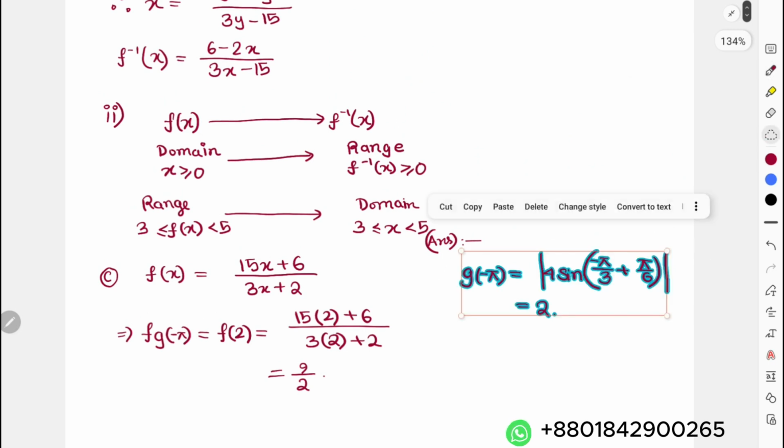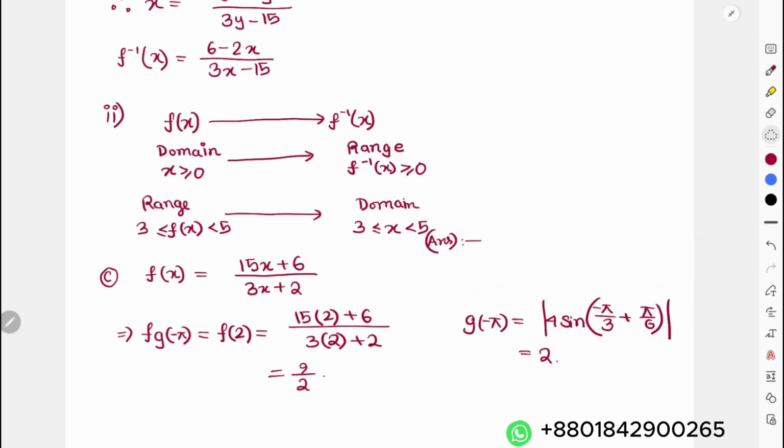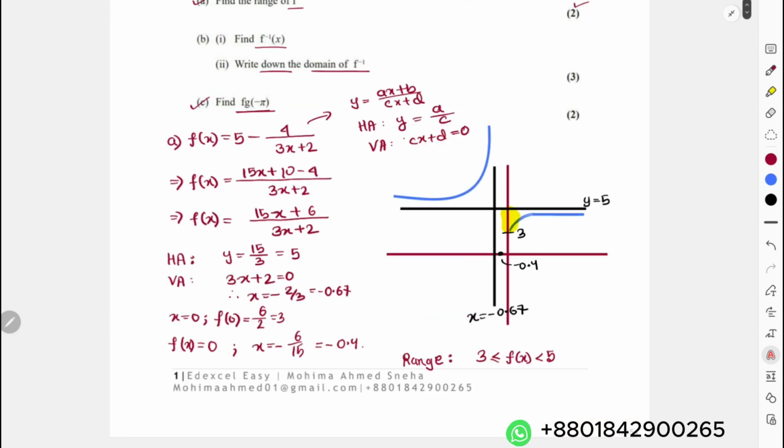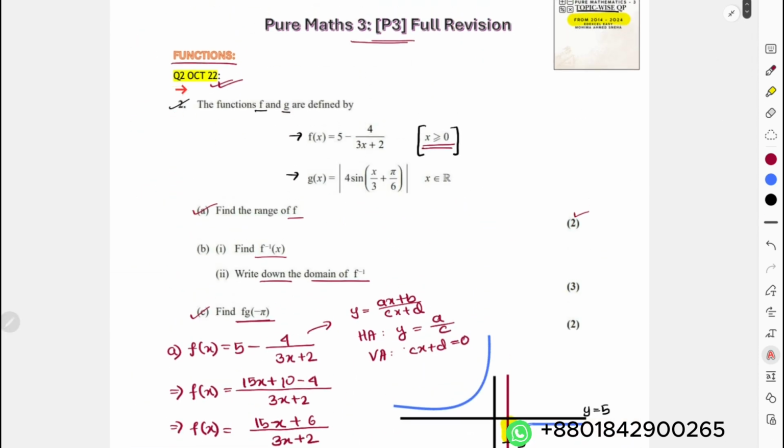Over here, this is the only rough work we did to calculate the value of g(-π) separately, and then inserted that into the equation to get the value of fg(-π). And this is it. This is all the working you need to show for your maths from question 2, October 2022, P4 paper, P3 paper, sorry.